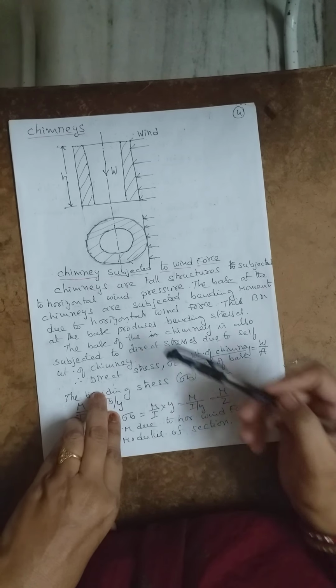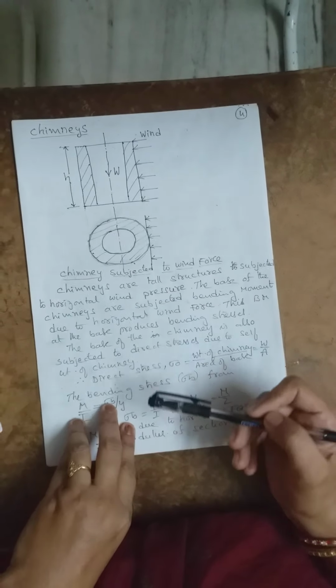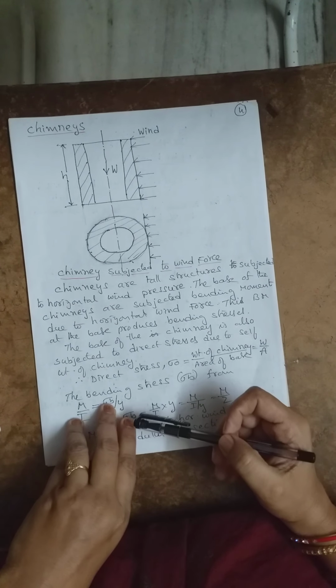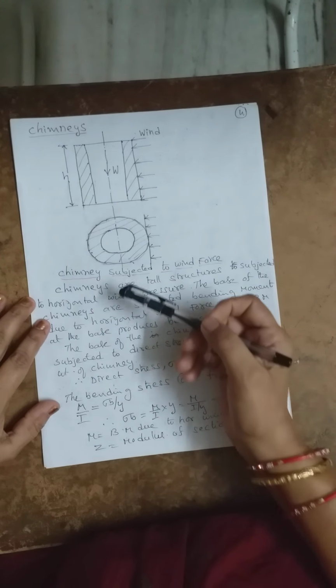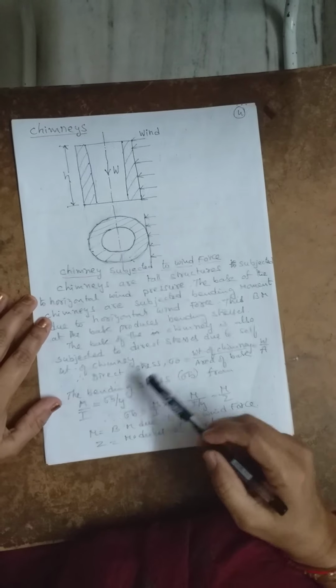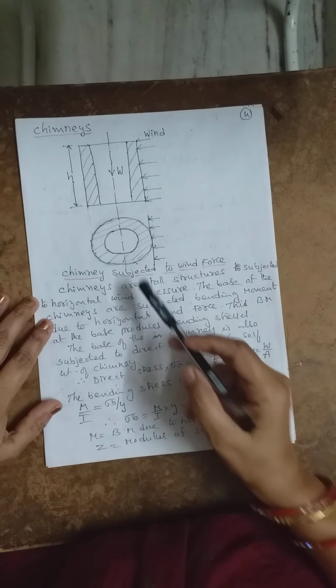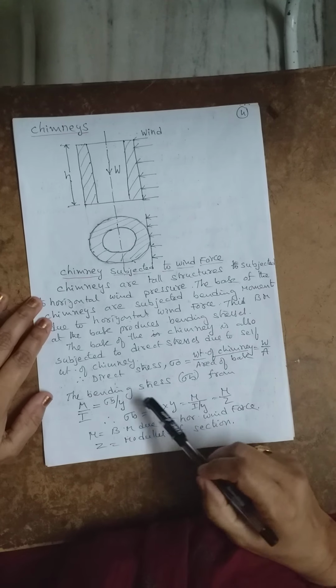So when we find out what stresses are acting at the base of the chimney, definitely there will be two different stresses there. One is a direct stress as well as the bending stress. So the base of the chimney is also subject to direct stress. That means two different stresses will be acting at the base of the chimney: one is direct stress and the other one is bending stress.